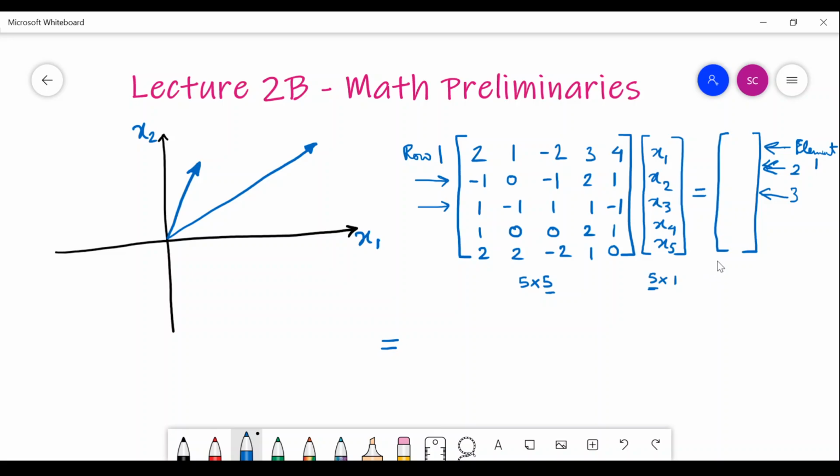That contribution, as you can understand, in the first element of the child vector we have 2x1, in the second minus x1, in the third 1x1, in the fourth 1x1, in the fifth row 2x1.